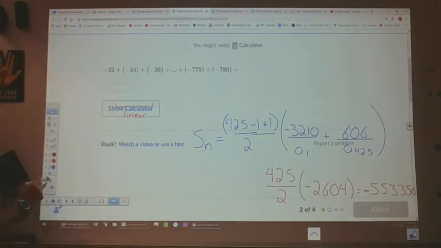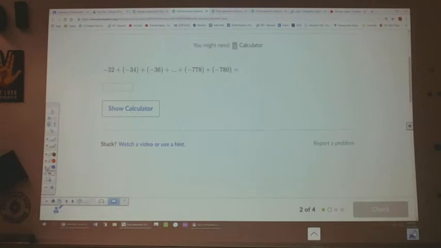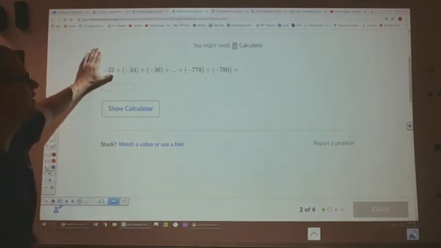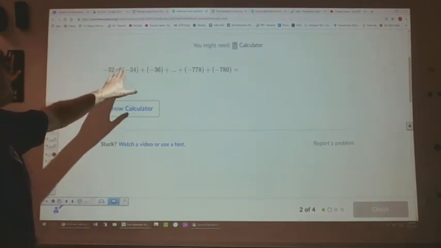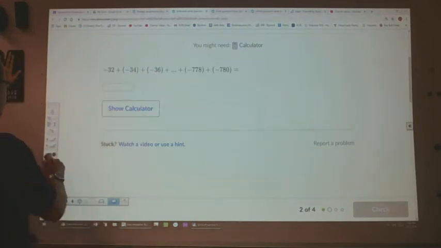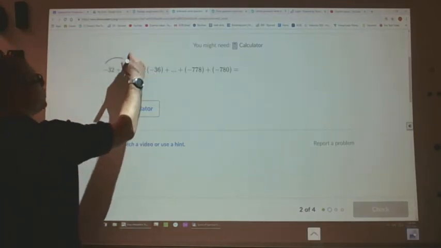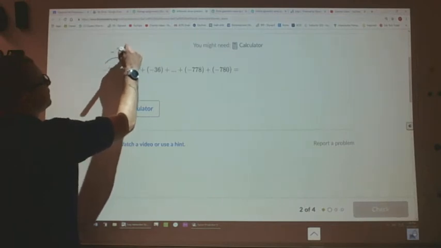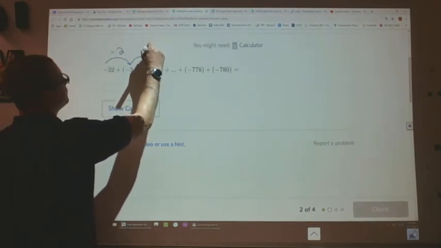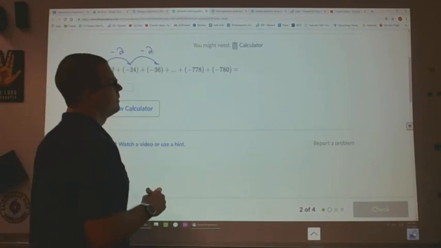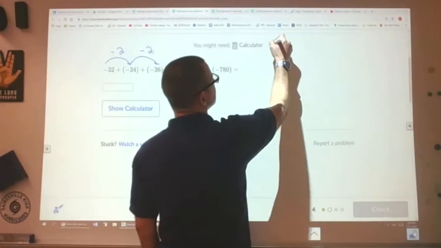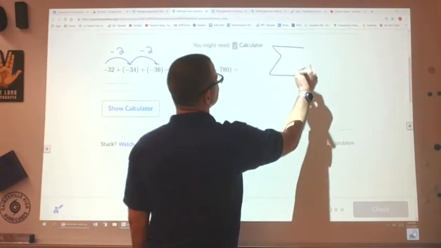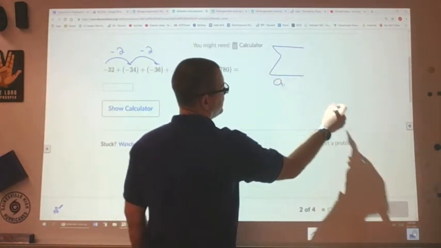Now, this one did not give me my summation notation. Instead, it gave me the number. But I can see that each time, negative 32, negative 34, negative 36, each time we go from one term to the next, they're just subtracting 2. I don't know which one this is, though. So I have to build my summation notation. Let's start at index 1.